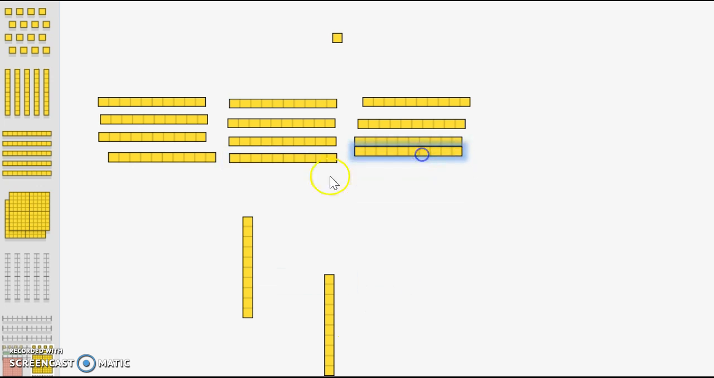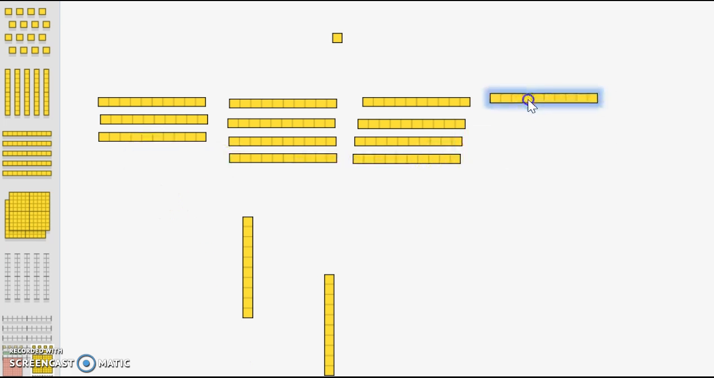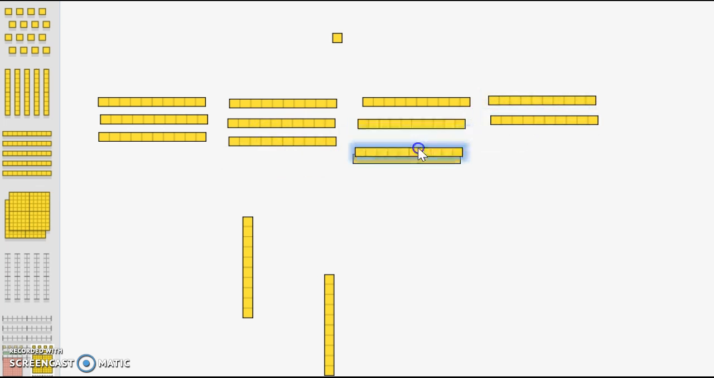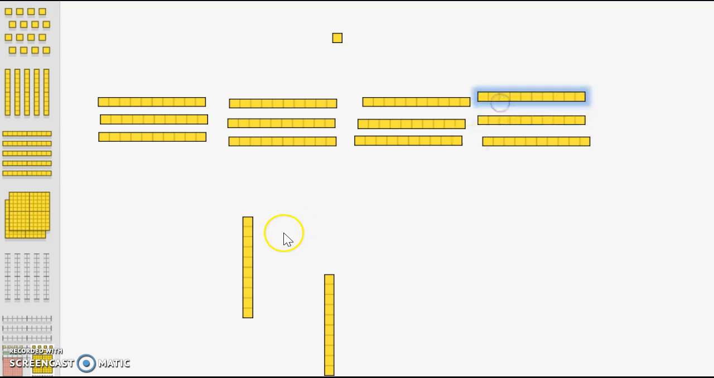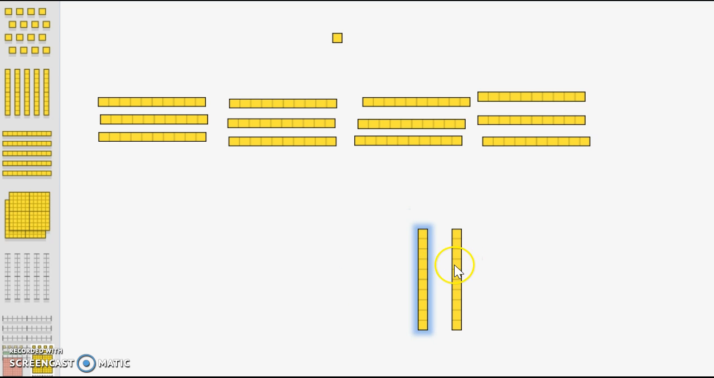Okay, so I don't have enough to share equally among 3 again. So what we need to do, maybe we should go this route. Yeah. Sometimes it's like a puzzle, putting all of our different pieces together here. So what I need to do then is exchange these tens for units.